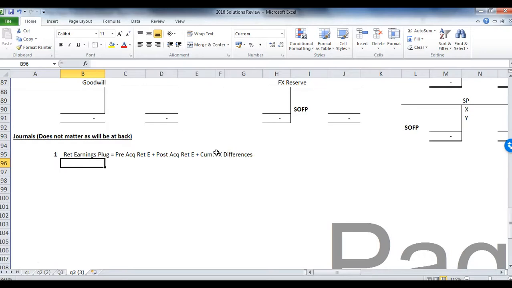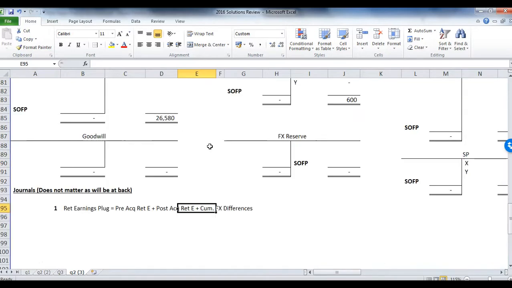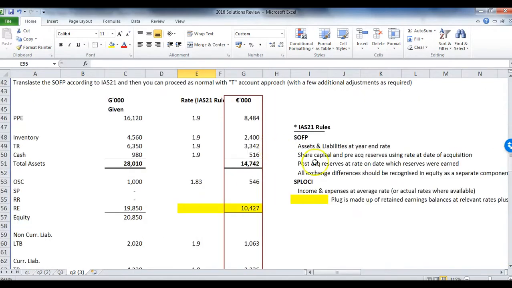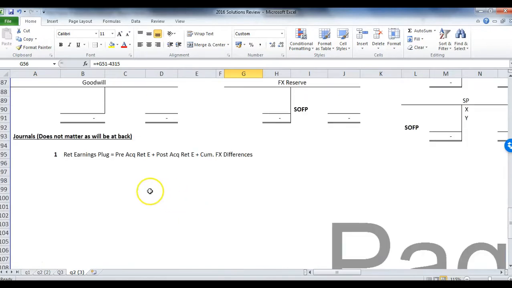But based on that then, we're going to have to figure out what these FX differences are so that we can strip them out. Because under IAS 21, all exchange differences should be shown separately. So they need to be taken out of this figure and shown separately. So let's go back here and look at cumulative FX differences, all 2015.